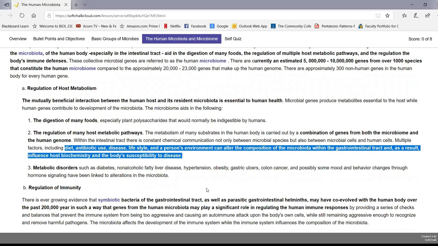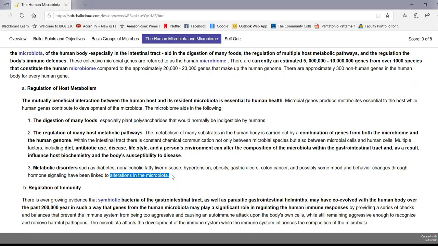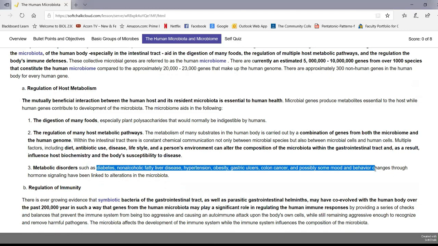And there are many metabolic disorders that are actually associated with alterations in our microbiota. A lot of these are lifestyle diseases that many of us now have because of the nature of our lifestyle. Metabolic disorders like diabetes, non-alcoholic fatty liver disease, hypertension, obesity, gastric ulcers, colon cancer, even mood and behavioral changes through hormone signaling have been linked to alterations in our microbiota.